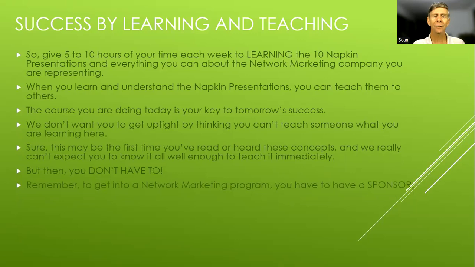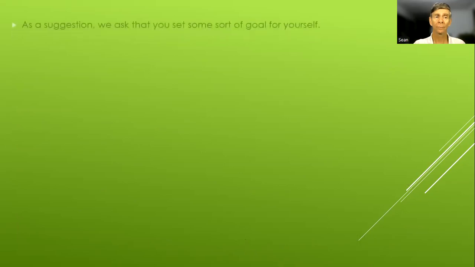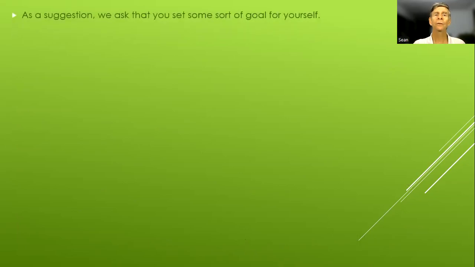Remember, to get into a network marketing program, you have to have a sponsor. If your sponsor is a real sponsor, he or she will help you with your first 5 people. Notice it's a helping relationship. In the process of showing the napkin presentations to your friends at meetings, one-on-one or groups, your sponsor is training you as well. As a suggestion, we ask that you get some sort of goal for yourself.